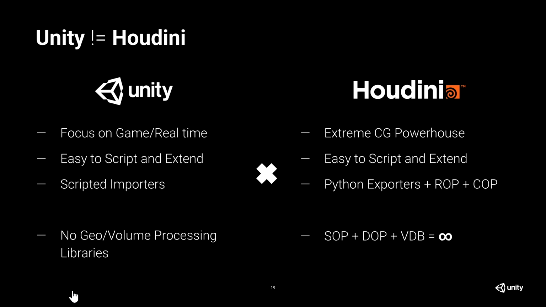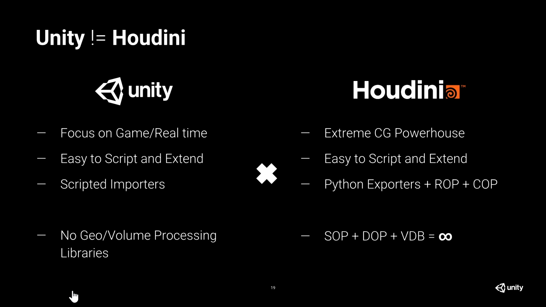Both Unity and Houdini are really easy to script and extend. For instance, in Houdini, we have a lot of languages we can access, VEX and Python, and Unity is all C# driven. So everything is really accessible, even for tech artists. And what's cool is you can easily write exporters and importers, even in Unity, using a scripted importer. It's basically a C# class that will import a given file extension. And in Houdini, you can write files really easily using Python.